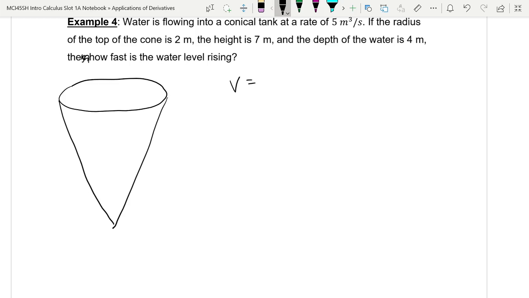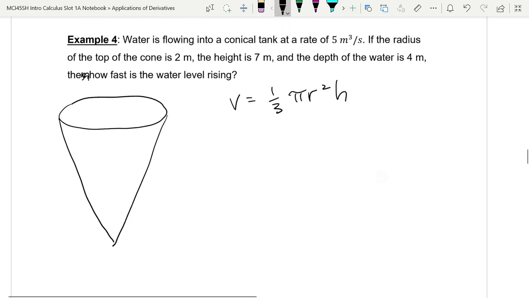Think back to what the volume of a cylinder was. It was just pi r squared h, area of the circle times how tall it is. A cone takes up exactly 1/3 of the volume that a cylinder would if it had the same shaped base. So it's 1/3 pi r squared h. All right, we're getting ahead of ourselves though. Let's take a look at our data. What do we know here?